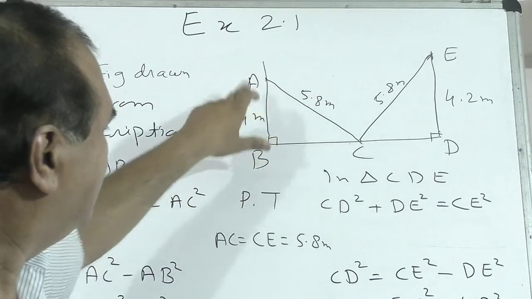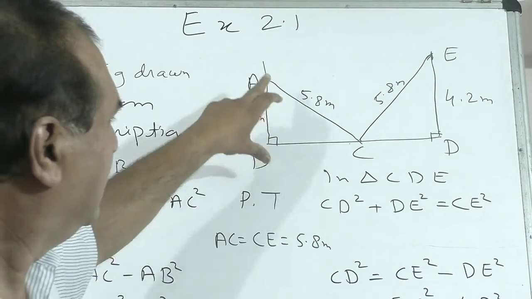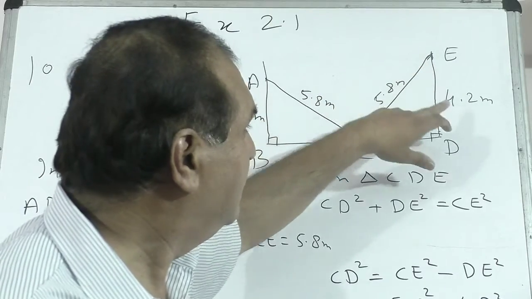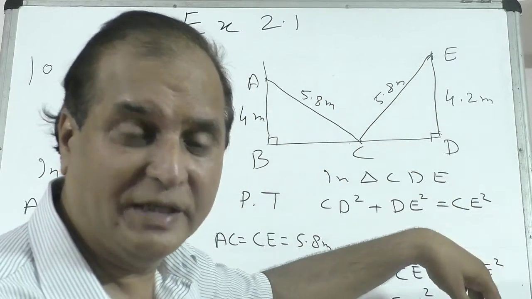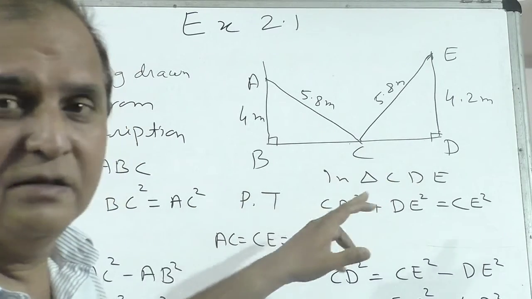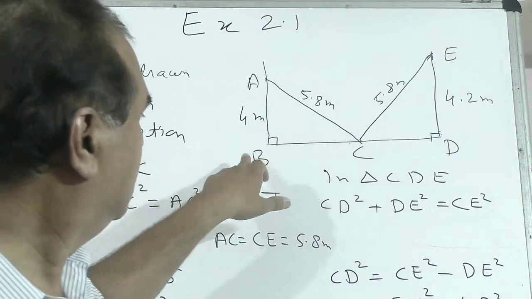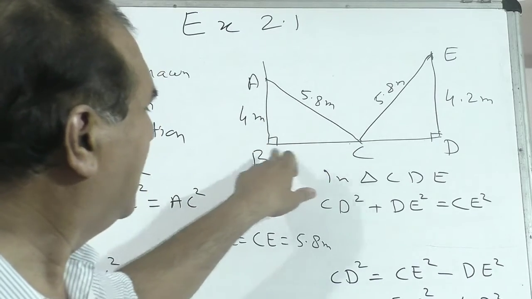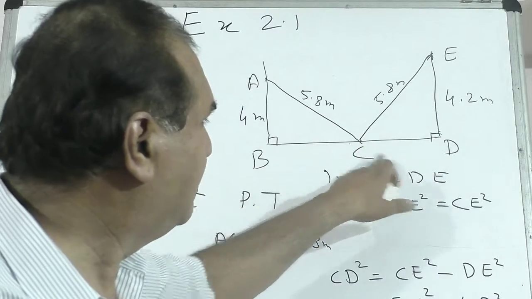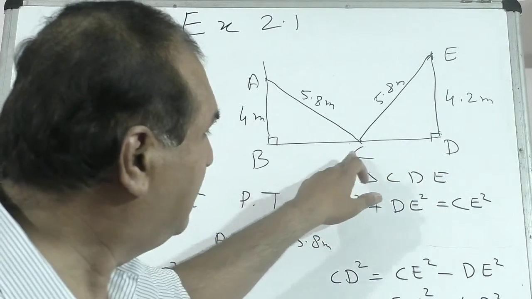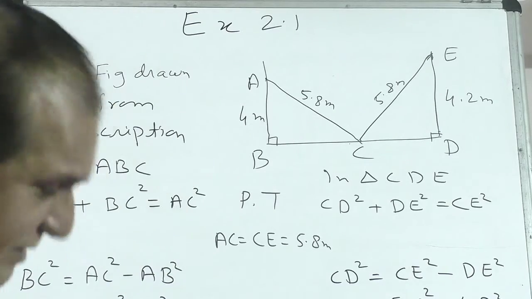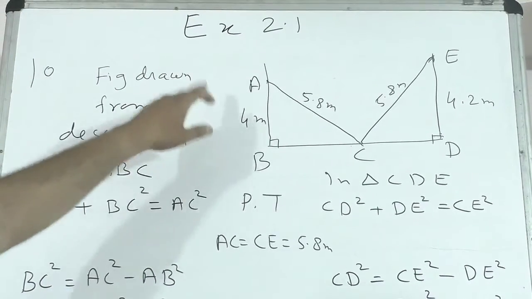Understanding? Here this height is given as 4 meter. It touches at the height of 4 meter. On turning, on this building, it touches the height of 4.2 meter. So you have to find the width of the street. Two times Pythagoras, no other way. BC you can find by Pythagoras, this is a right angle triangle. This is also a right angle triangle. Find out by Pythagoras. Then BC plus CD will be the length of the street. So first we will take triangle ABC.